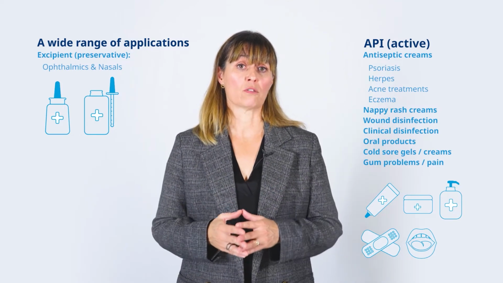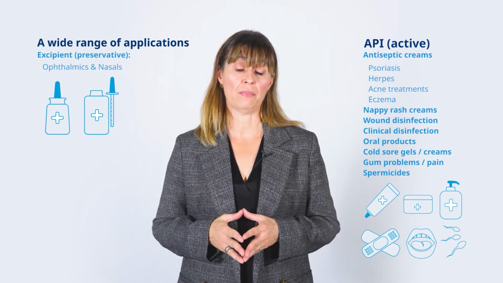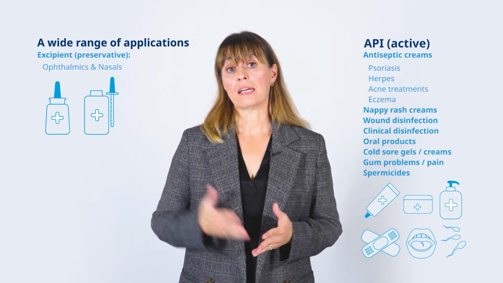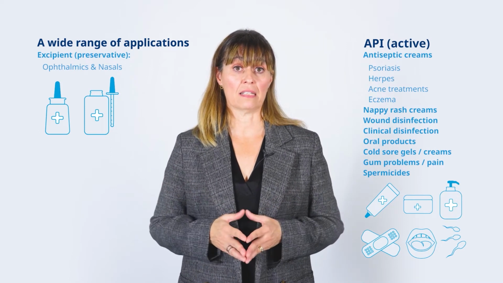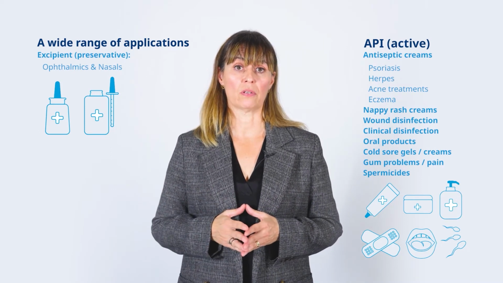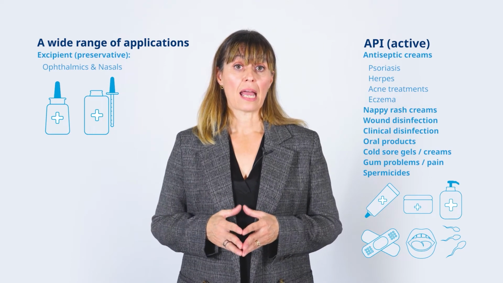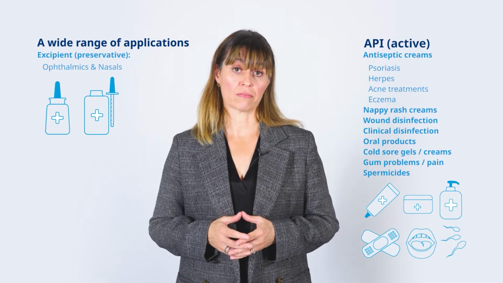Benzalkonium chloride is also a spermicide, so you can also find it as an API in spermicidal gels or creams, and there it would have a dual effect as well, having an effect against HIV virus, for example, where it would also have an antimicrobial effect. And this goes for both human and veterinary drugs.